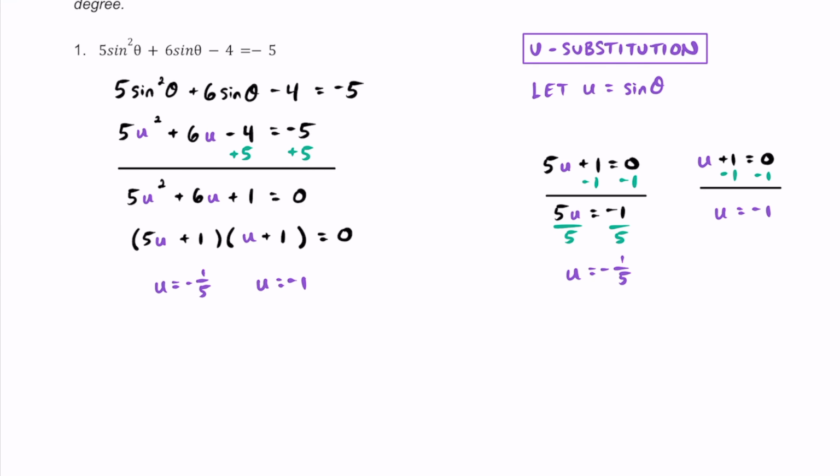Now, let's do some back substitution here. So remember what u actually represented. We said u was really going to be sine of theta. So let's rewrite that back into the equation. Substituting in sine of theta back in for u, we can say sine of theta is going to equal this -1/5 for a ratio. And then we can also say that sine of theta is equal to this ratio of just -1, or -1 over 1.